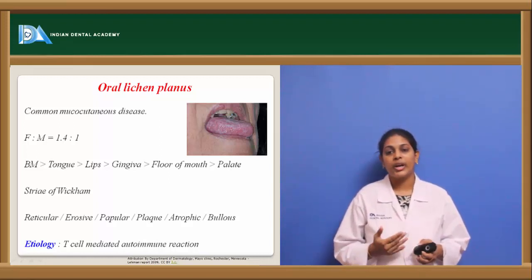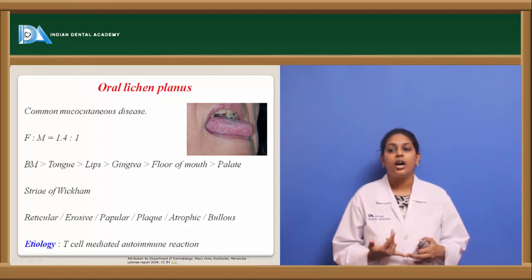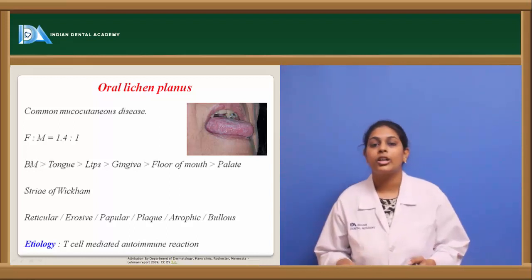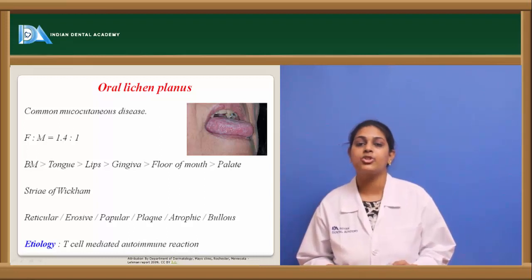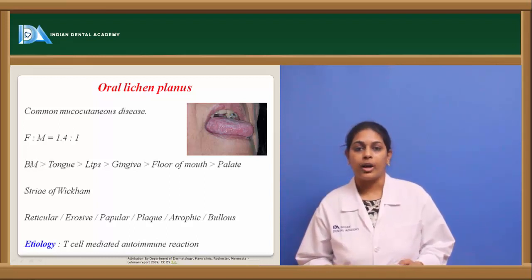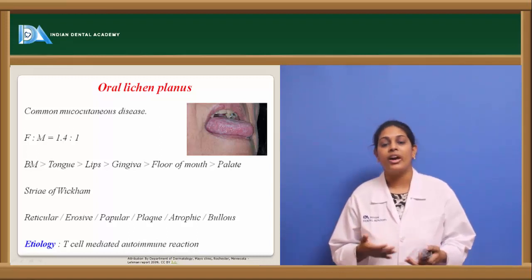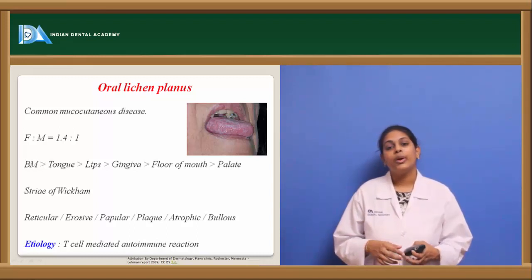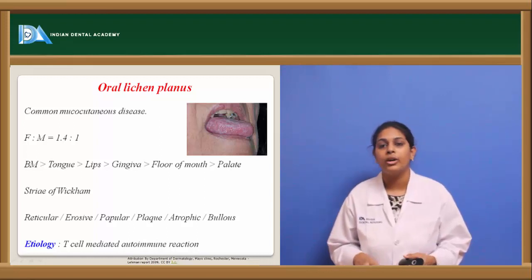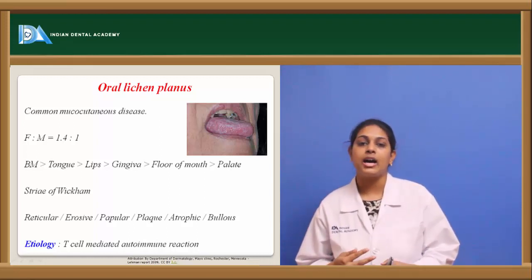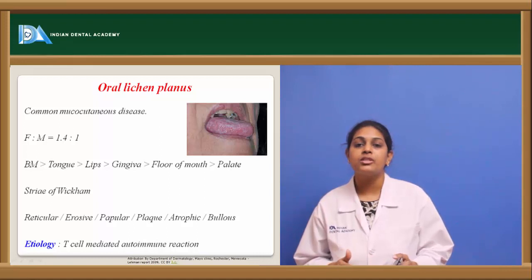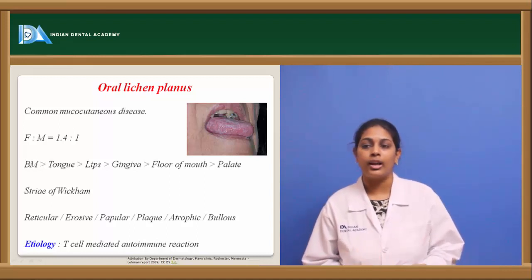Coming to the clinical variants of this Lichen Planus, it might appear reticular, that is with a reticular type of pattern, interlacing strands of appearance, and then it is known as reticular type of oral Lichen Planus. When it is of erosive type, there is a proper erythematous base along with raised margins, and then it is known as erosive type of oral Lichen Planus.